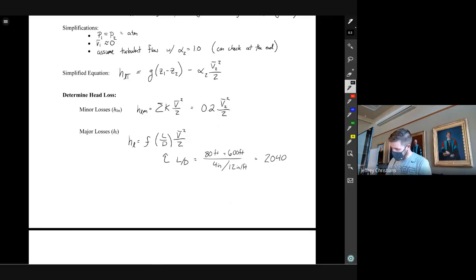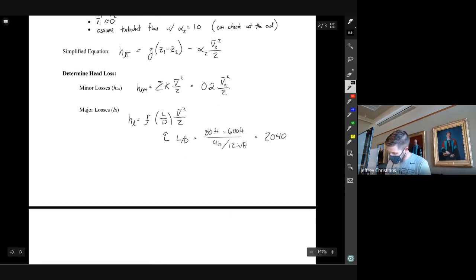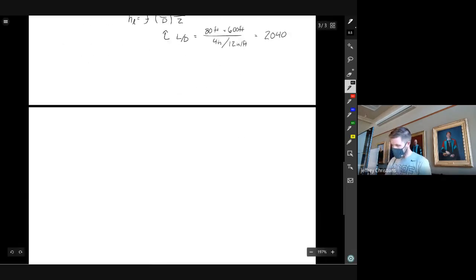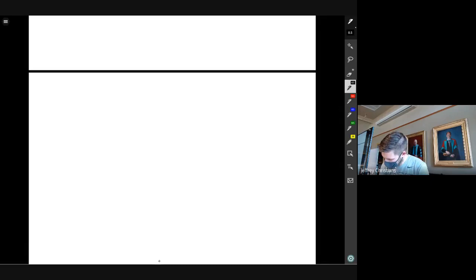Then we have to find, if you flip it over to the back, we'll start on the back. So find F.